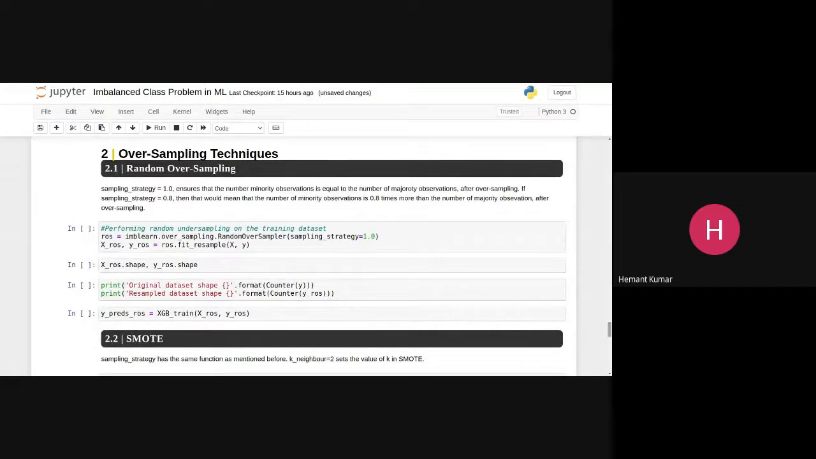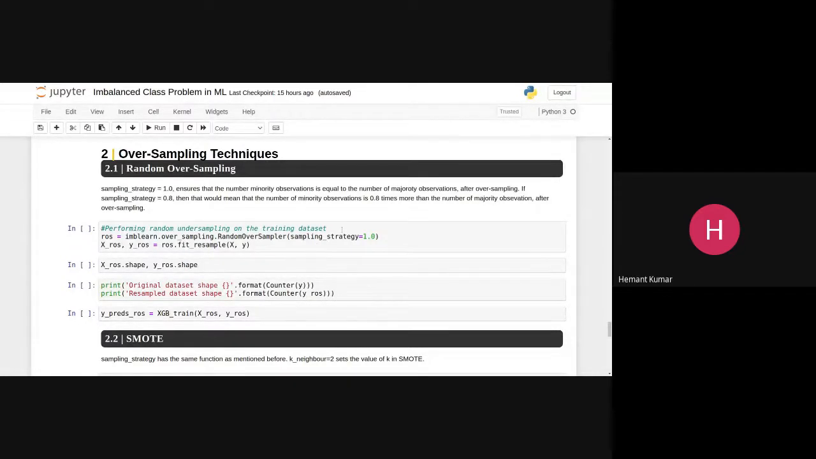Next is oversampling techniques. Again, if I use oversampling techniques, it leads to overfitting problems. So we are not using a specific or rigid oversampling technique. So here we are using random oversampling from the imbalanced-learn library. Oversampling is a function in the package, and in oversampling we use random oversampling, and the sampling strategy is 1. So it says the minority observations are equal to the majority.